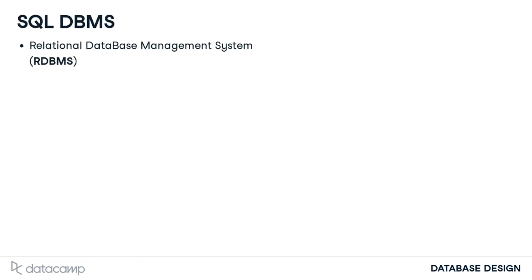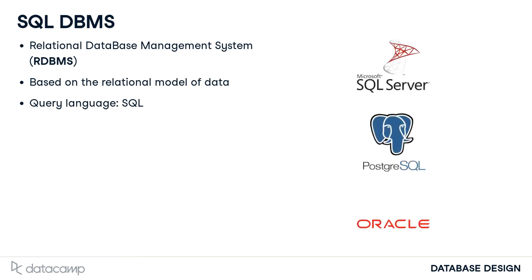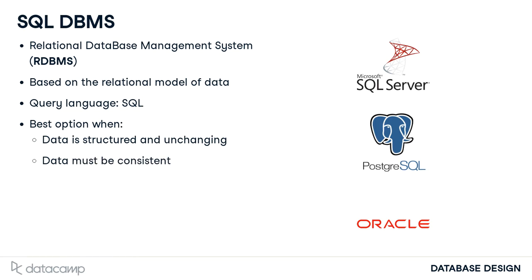A SQL DBMS, also called a relational database management system, is a kind of DBMS based on the relational data model. This is what's been used in the course so far. RDBMSs typically employ SQL for managing and accessing data. Some examples of RDBMSs include SQL Server, PostgreSQL, and Oracle SQL. There are two reasons why you might consider an RDBMS. It's a good option when working with structured, unchanging data that will benefit from a predefined schema, or if all data must be consistent without leaving room for error, such as with accounting systems, for example.